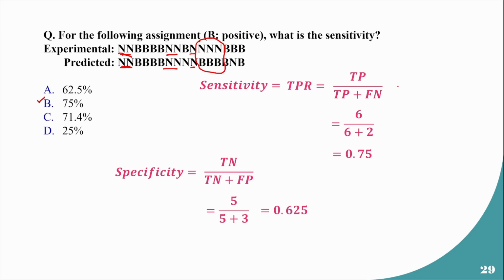Okay. So if questions like this come into your assignment, you can use these simple formulas to calculate the sensitivity and specificity. Okay. Yeah. So for our original question about the sensitivity, it was 0.75 or a 75% answer.